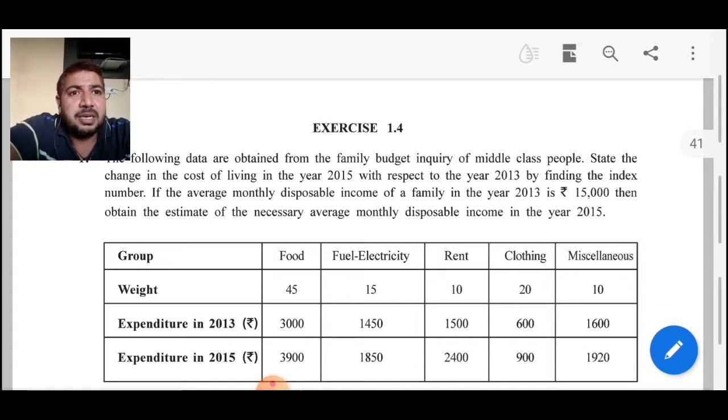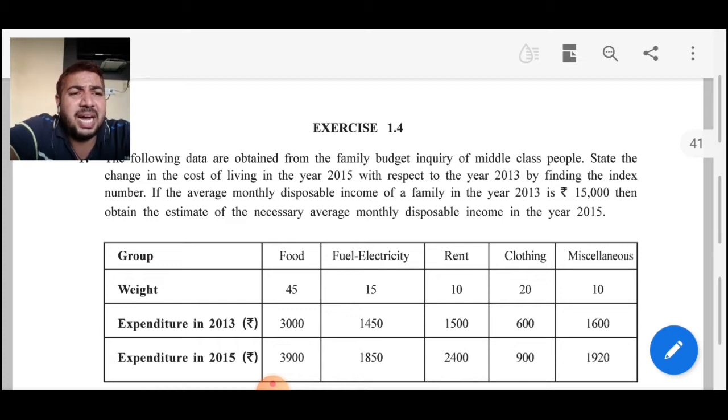In family budget method we need I and W. So W, weight, is given, but they have not given us I, the index number, directly. So we can find it. Expenditure in 2013 is given, and expenditure in 2015 is given. So 2013 is our base year, so expenditure in 2013 will be our P0 and expenditure in 2015 will be our P1. So we will find index number by applying P1 upon P0 into 100.